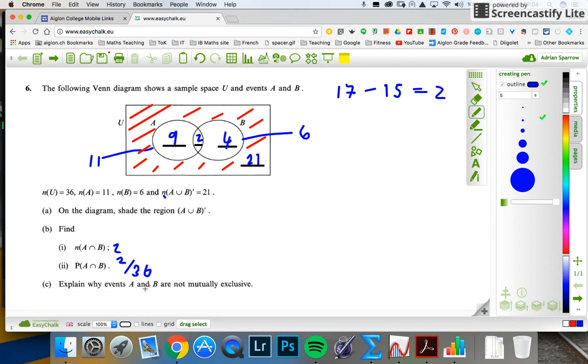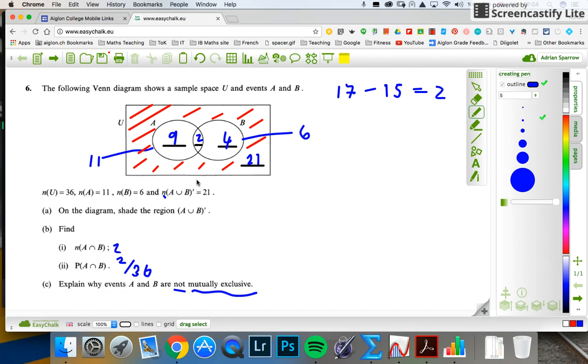Explain why events A and B are not mutually exclusive. Now, mutually exclusive means that being in one set excludes you from being in the other set. So, for example, if you do maths standard level, you cannot do maths higher level as well. It's one or the other. You can't be in both sets at the same time.